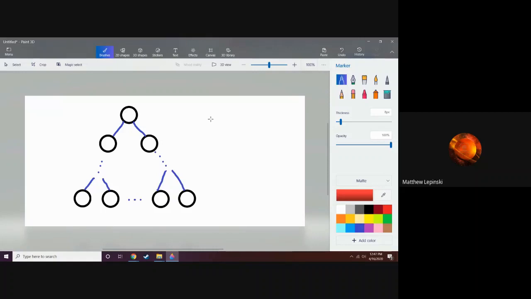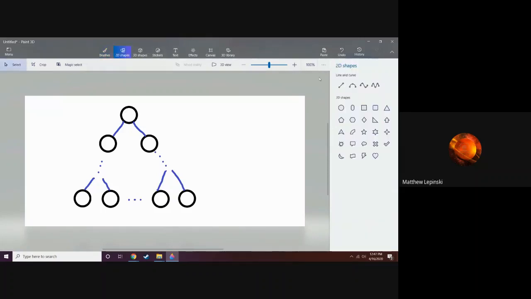So with merge sort, let me see if I can get some text here?